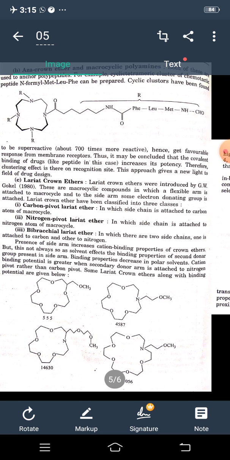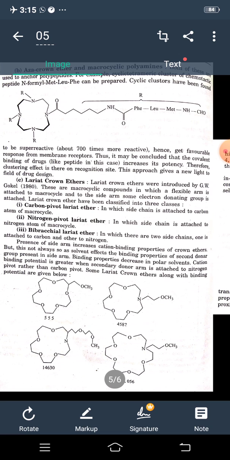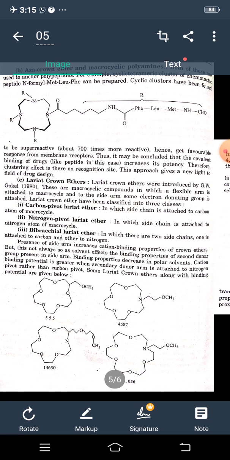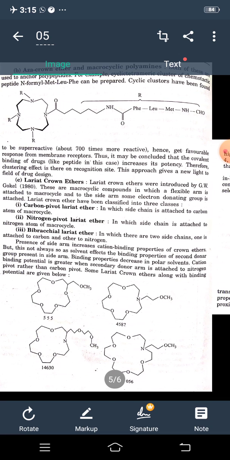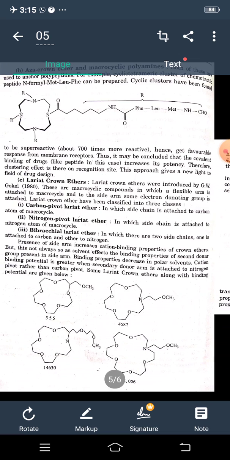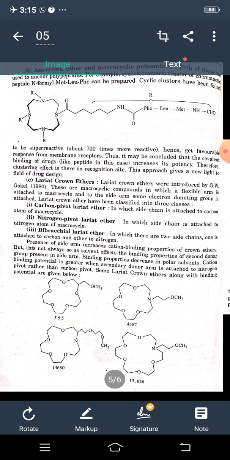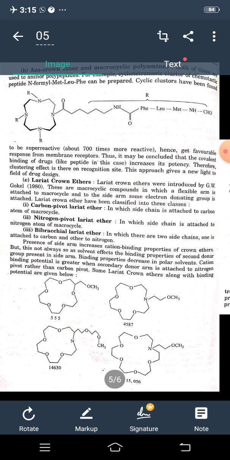Number one, carbon pivot lariat ether, in which the side chain is attached to a carbon atom of the macrocycle. Second, nitrogen pivot lariat ether, in which the side chain is attached to a nitrogen atom of the macrocycle. Third, bibrachial lariat ether, in which there are two side chains, one attached to carbon and the other to nitrogen.